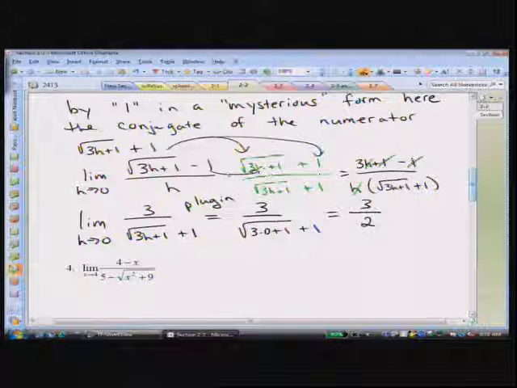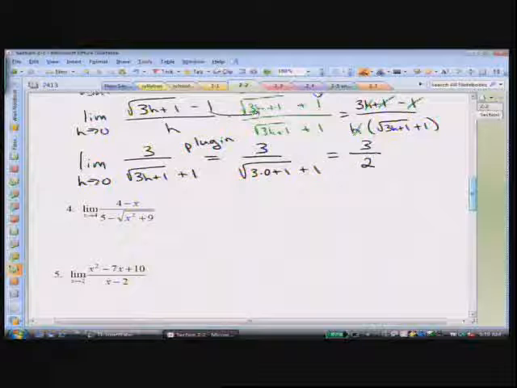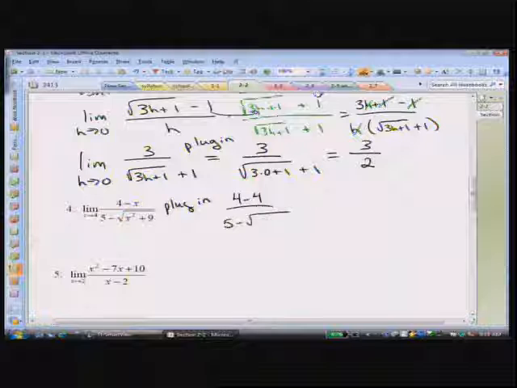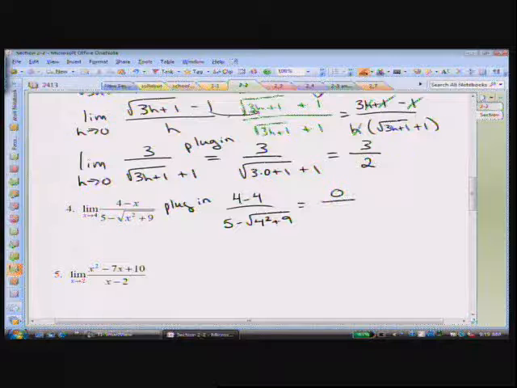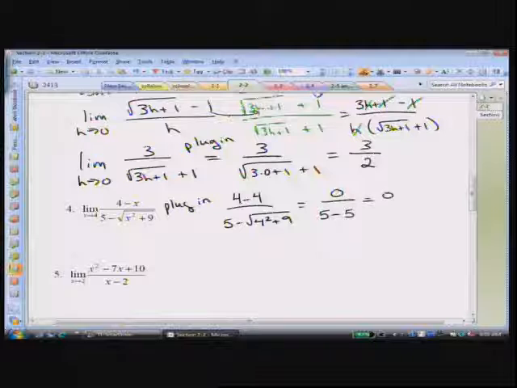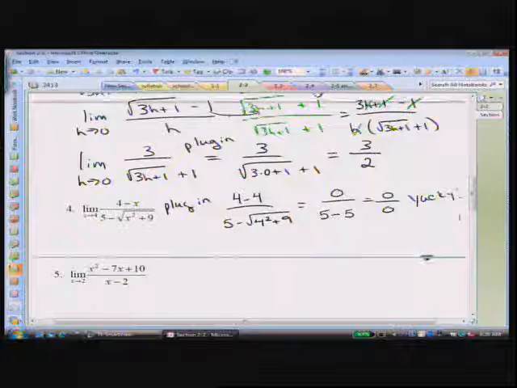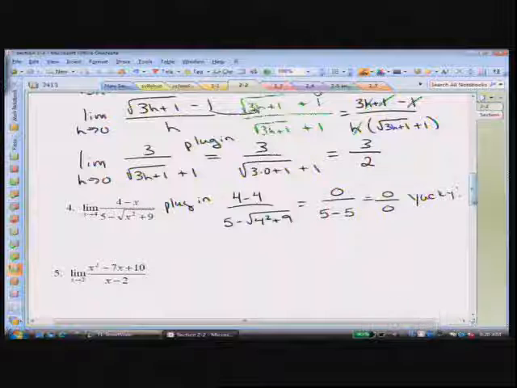Everybody okay? All right, so now let's look at another problem. Now what do you think on this problem? Let's be careful first. Let's try a plug-in. If I put the 4 in, I'm going to get 4 minus 4 over 5 minus the square root of 4 squared plus 9. That's going to be 0 over 5 minus the square root of 16 plus 9, which is 25, and the square root of 25 is 5. So I do get 0 over 0, which is yucky, but encouraging, because 0 over 0 implies that there must be some common factor that I can cancel out if I could just come up with it.